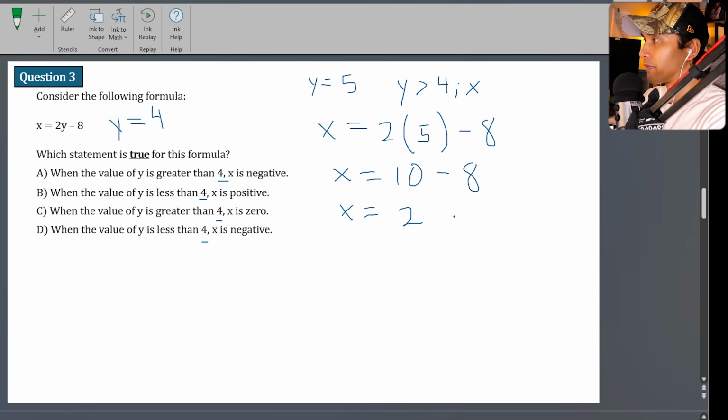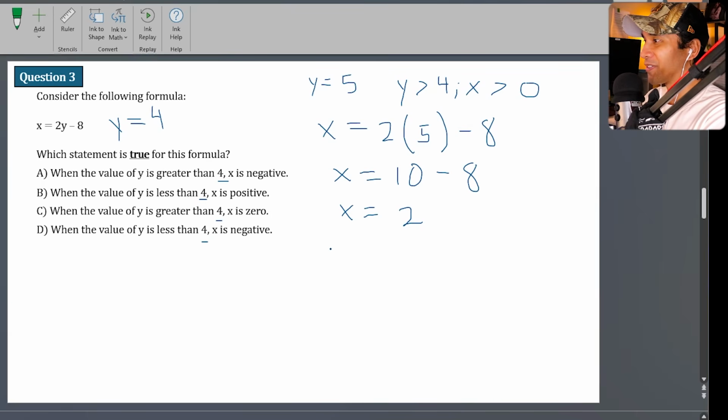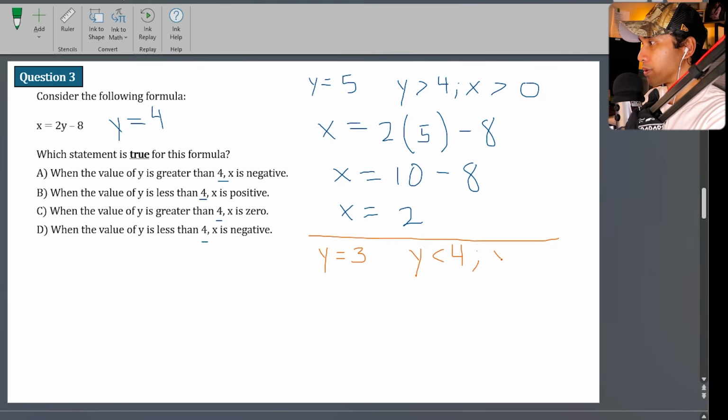Okay, and that's a positive number. So we get positive x values whenever we have y values greater than 4. Now let's go find what happens below the cutoff, or below y equaling 4. This even confuses my head teaching it to you guys. So I'm going to choose, and I'm going to make this orange, y equals 3. And our rule would be y values less than 4. What will our x values be? So x equals 2 times 3 minus 8. X equals 6 minus 8. X equals negative 2, and we have negative x values.